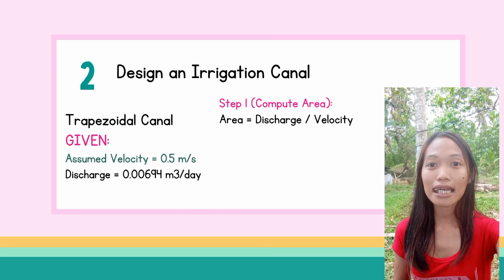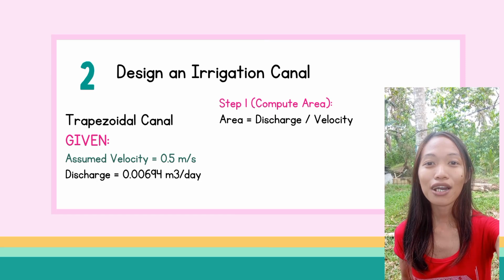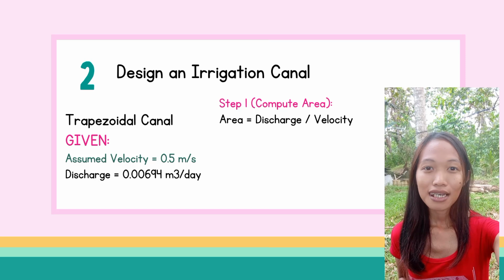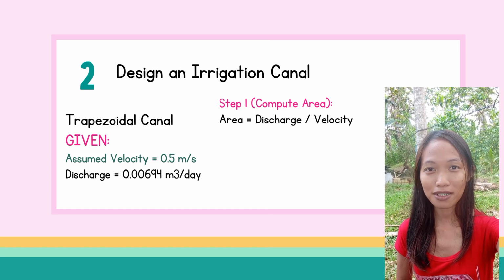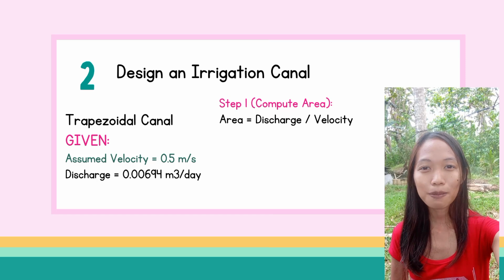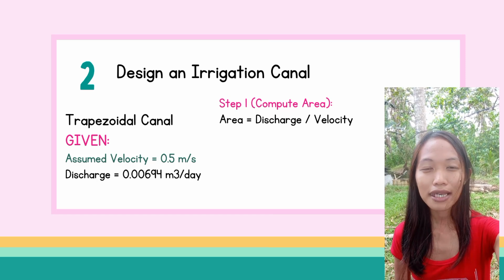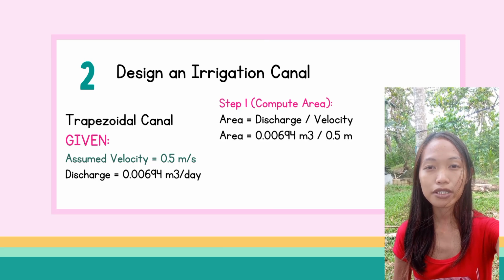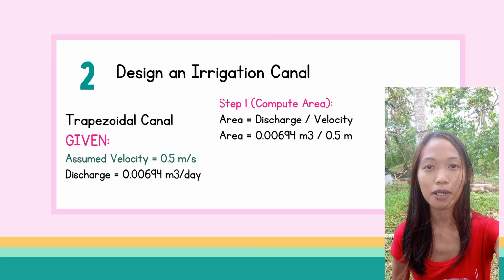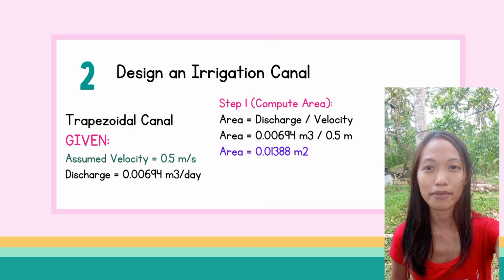Let's now design the irrigation canal. So let's say a trapezoidal canal is selected due to its stability and cost efficiency. The assumed velocity is 0.5 meters per second. We need to compute the area by this formula, which is area equals discharge divided by velocity, or by substituting the given, area equals 0.00694 divided by 0.5, which is equal to 0.01388 square meters.